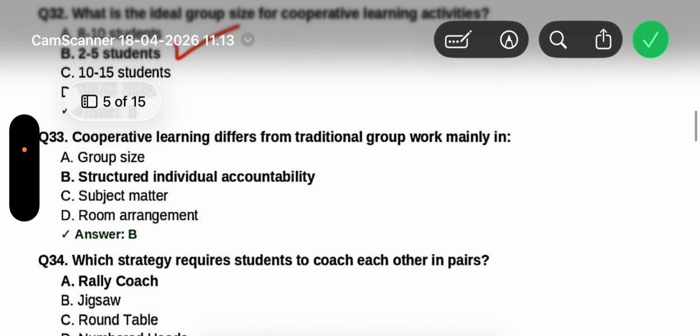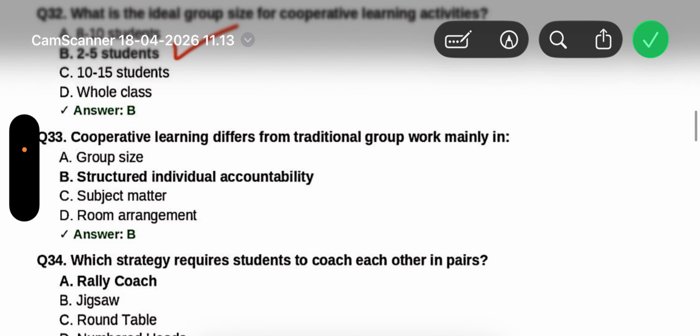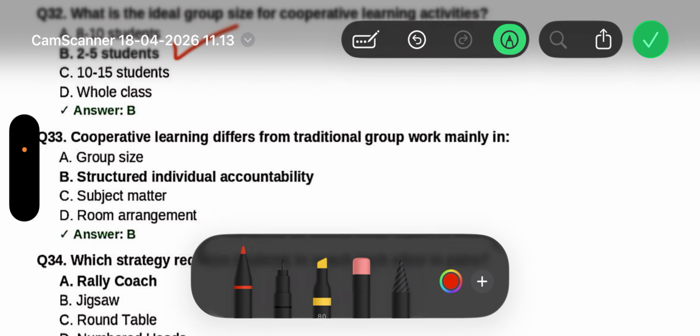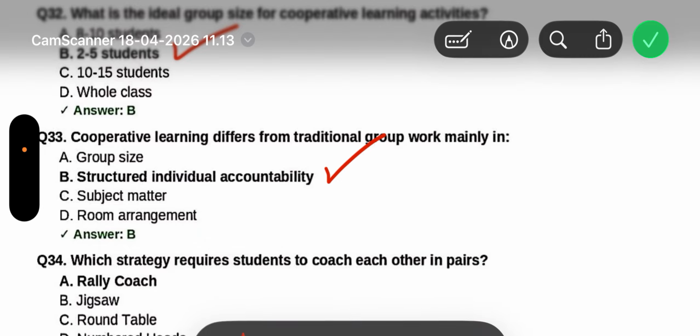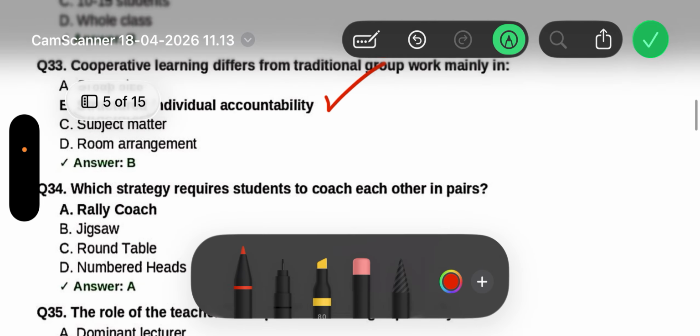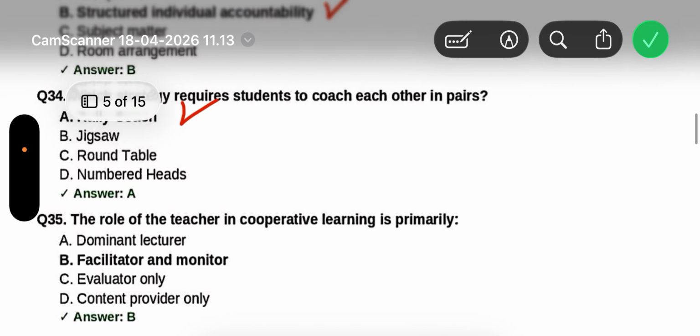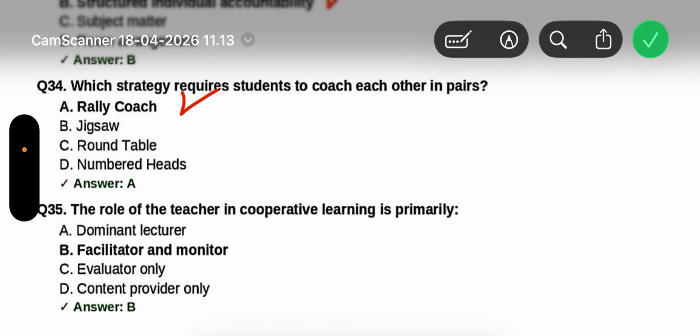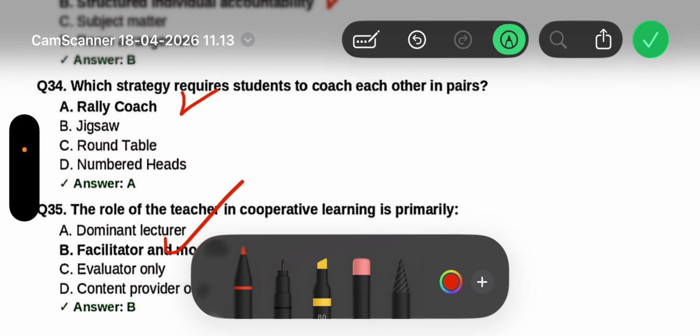Question number 33. Cooperative learning differs from traditional group work mainly in, option B, structured individual accountability. Question number 34. Which strategy requires students to coach each other in pairs? Rally coach strategy requires students to coach each other. Question number 35. The role of the teacher in cooperative learning is primarily facilitator and monitor.